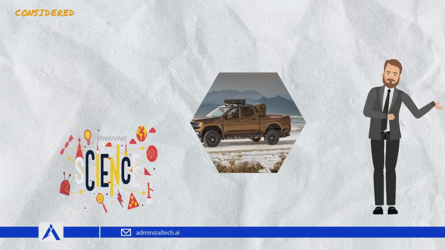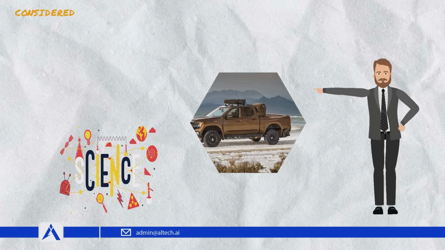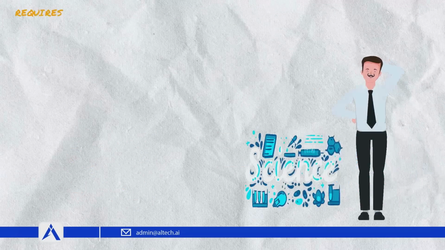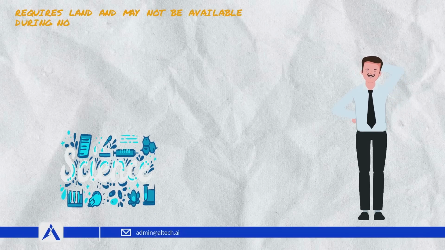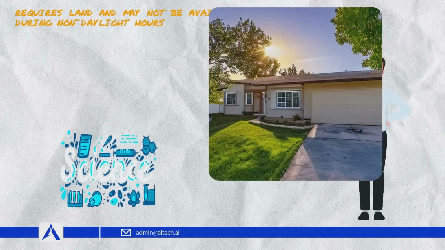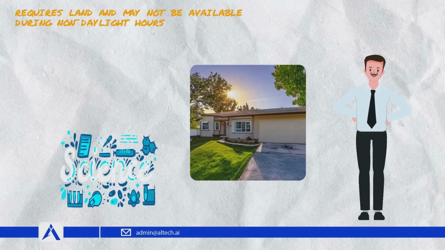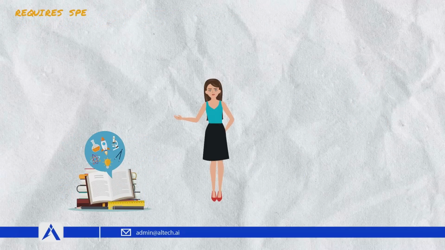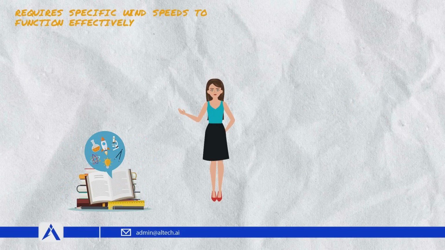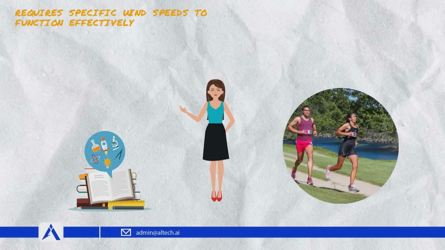In conclusion, renewable energy is the future of our world and can help us in reducing our reliance on non-renewable resources. However, each renewable energy source has its own set of advantages and disadvantages that must be acknowledged and considered. Solar energy, wind energy, hydroelectricity, geothermal energy, and biomass energy each have unique characteristics that can be utilized in different ways. For instance, solar energy is abundant and has low maintenance costs but requires land and may not be available during non-daylight hours. Similarly, wind energy is cost-effective and has low carbon emissions, but could have negative impacts on wildlife and requires specific wind speeds to function effectively.